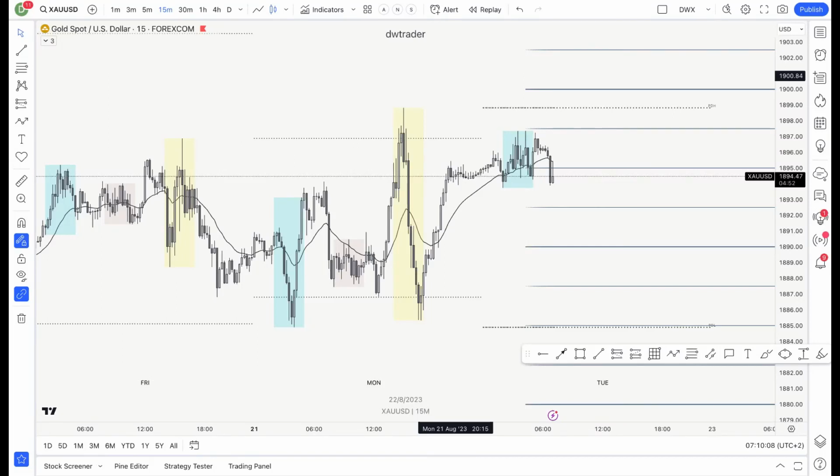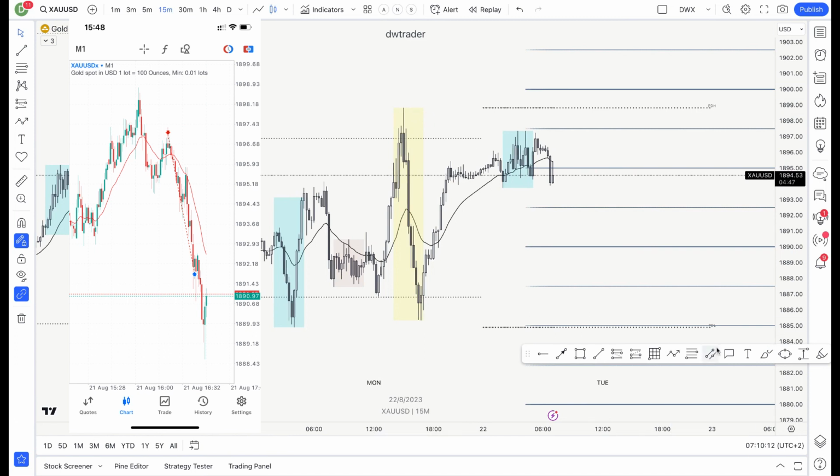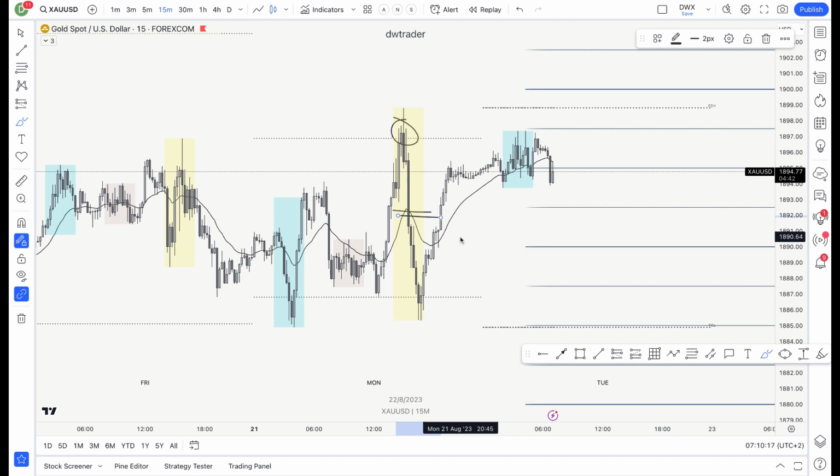Good day, traders. In the next 10 minutes, I want to show you how I took a short trade on gold from more or less this area down to a 3 or 4 risk to reward. So let's jump right into it.